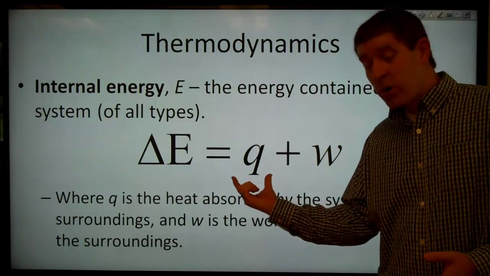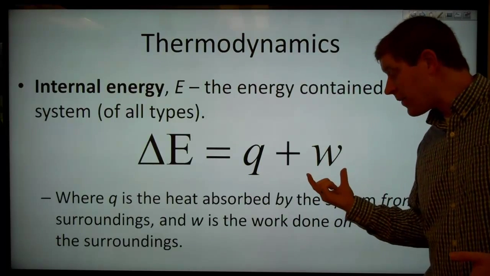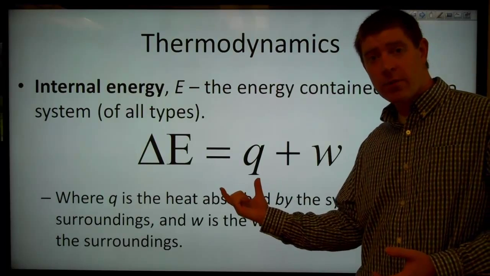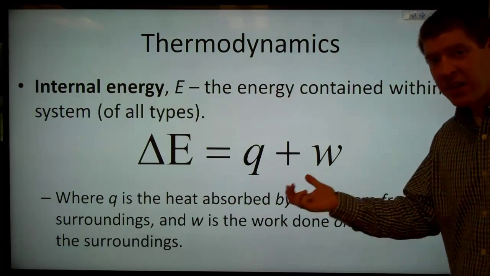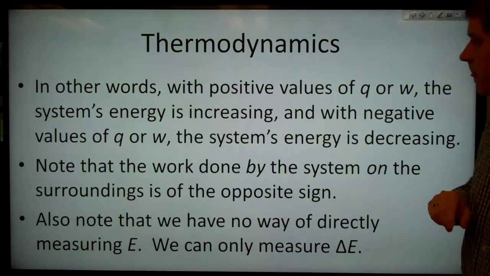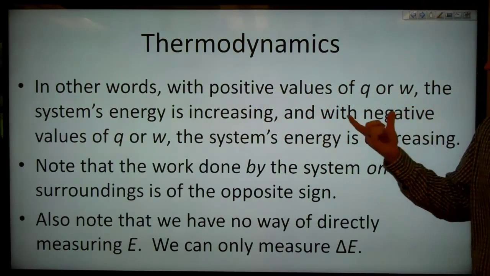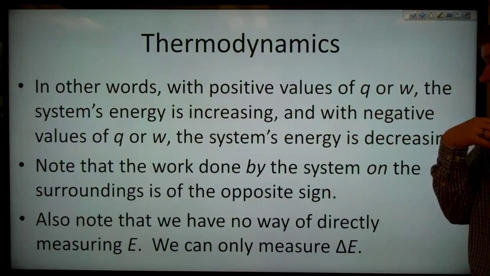Now, one of them could be positive and one of them could be negative. The system could be doing work on the surroundings, which would have a negative W, but it could be absorbing heat from the surroundings, and so it could have a positive Q. So they don't have to have the same sign. So this means that with positive values of Q or W, the system's energy is increasing, and with negative values of Q or W, the system's energy is decreasing.